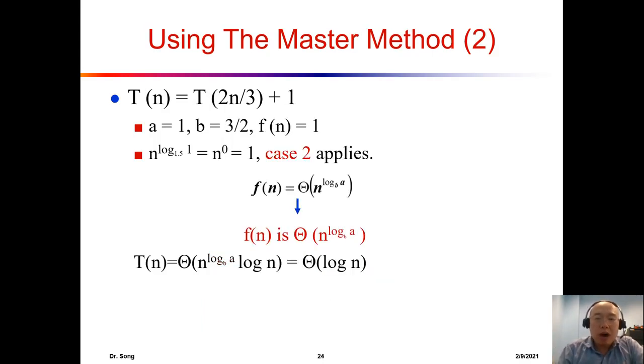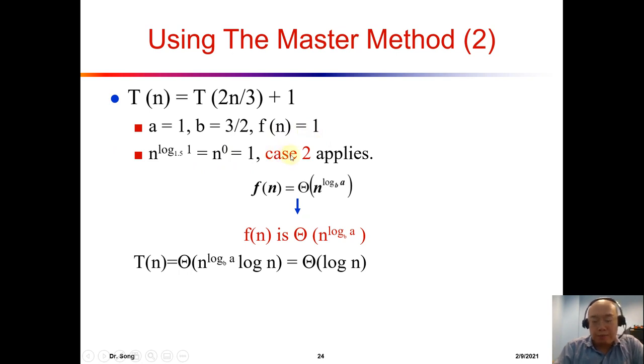Okay, so how about case 2? Let's see another example. For this one, what is a? Well, a is 1 because there's no number here. And what is b? b is 3 divided by 2. And what is f(n)? f(n) is 1. This means that it is a constant value, right? So let's figure out what n to the log_b a is. n to the log_b a will give you n to the power 0, which is 1. So n to the log_b a is 1, and f(n) is also 1.